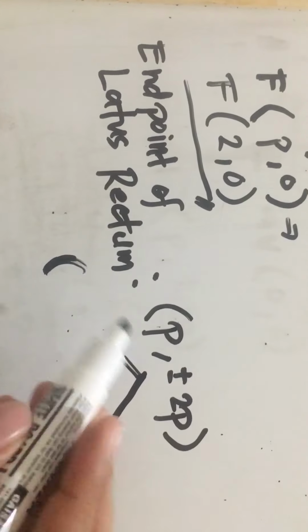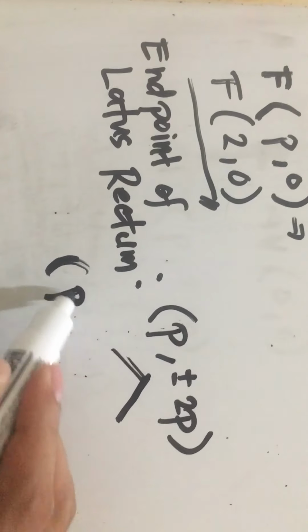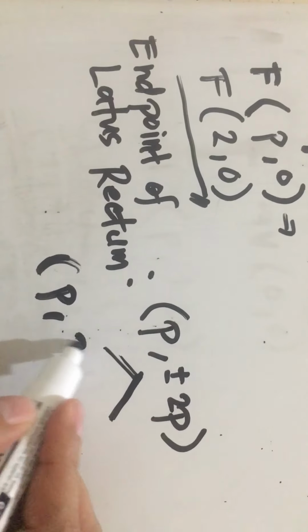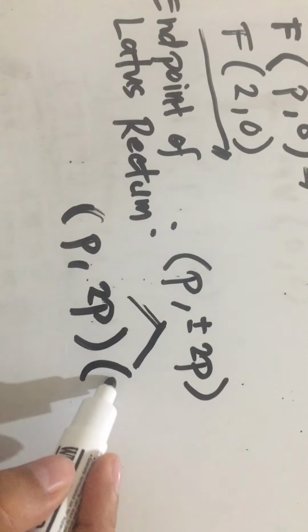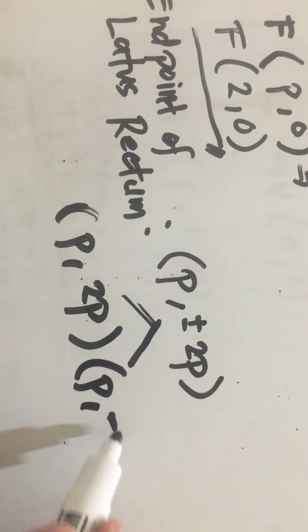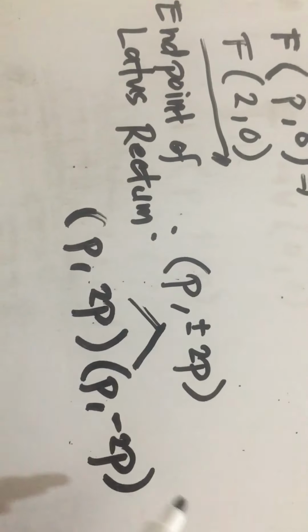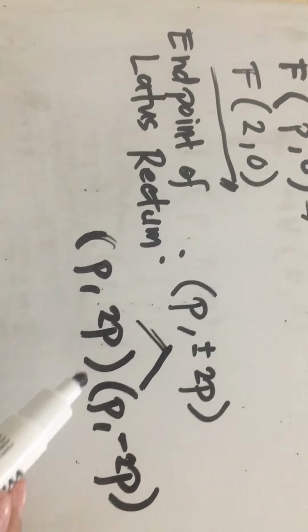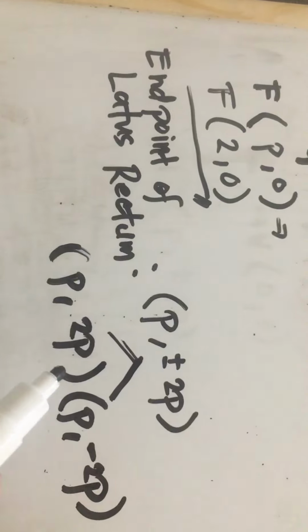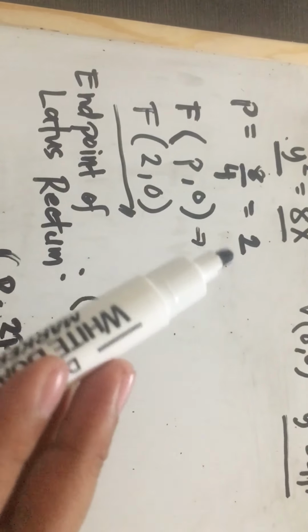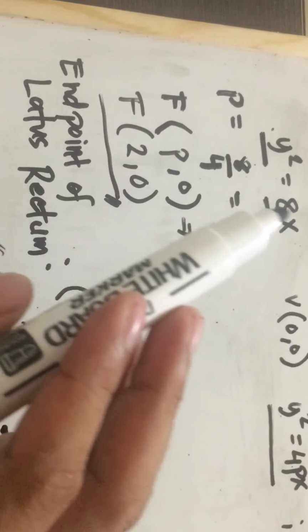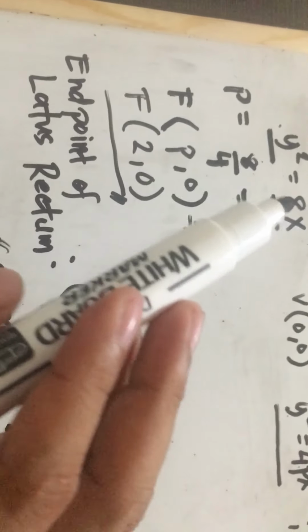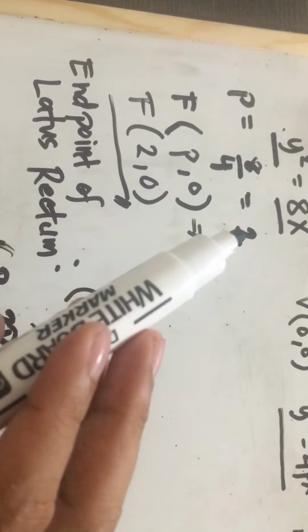The p, positive negative 2p gives us p, comma, positive 2p, and the other one is p, comma, negative 2p. So these are the endpoints of the latus rectum. Remember, it is important that we get the p. Again, to get the p, you just go to the numerical coefficient and divide it by 4. That's why we got 2.